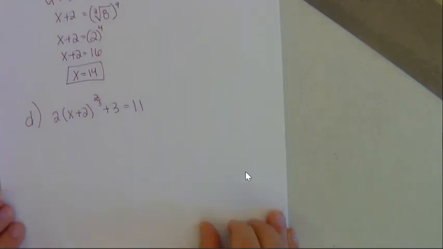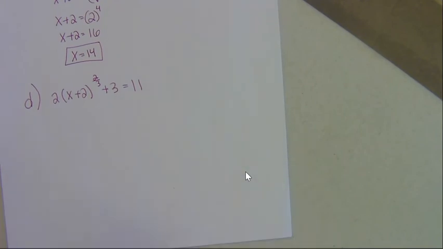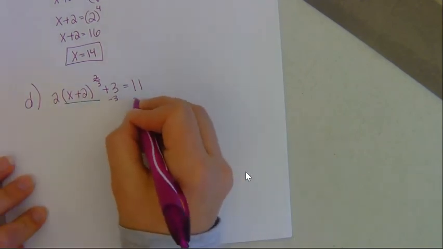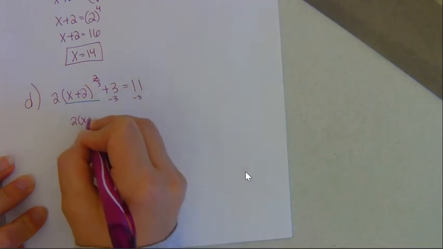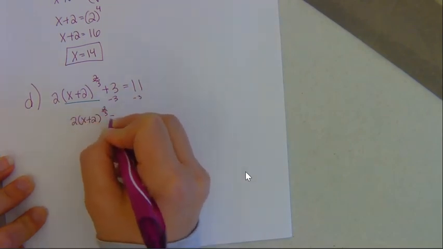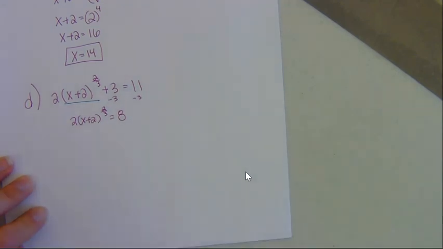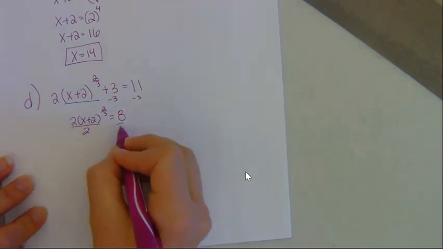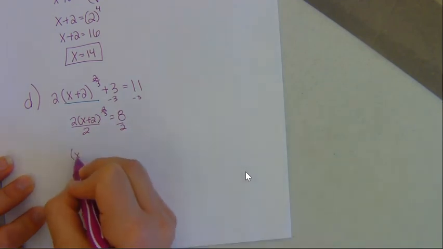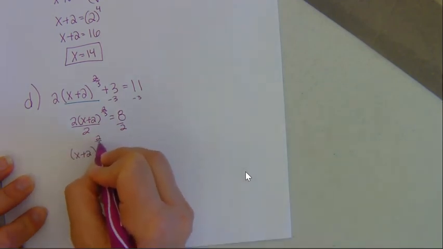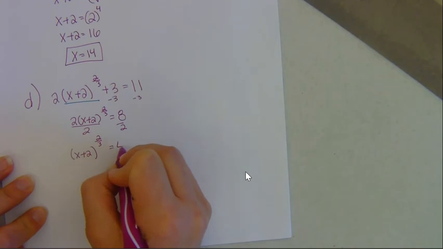All right, last one of this type. We're still going to get this by itself by subtracting my 3. So 2 times x plus 2 to the 2/3 equals 8. Now do not distribute. That's terrible, terrible, terrible math. Go ahead and divide by 2 on each side. Now I have x plus 2, and it's still to the 2/3 power, equals 4.